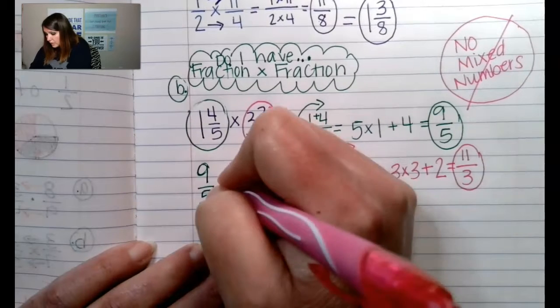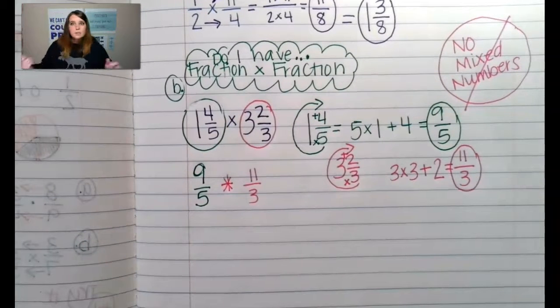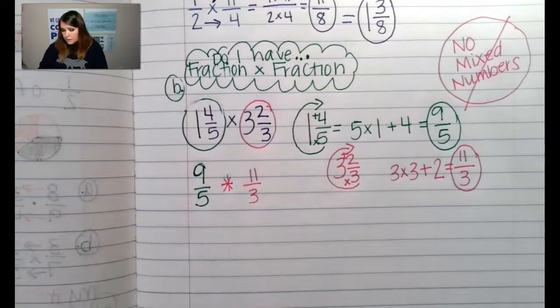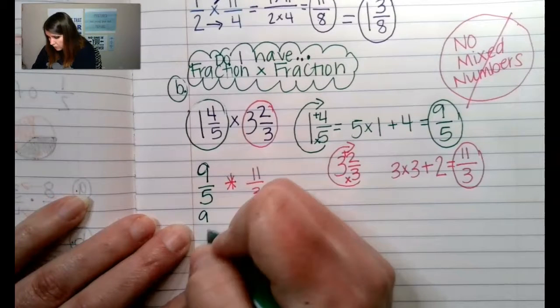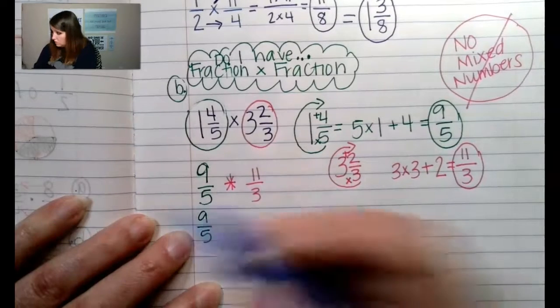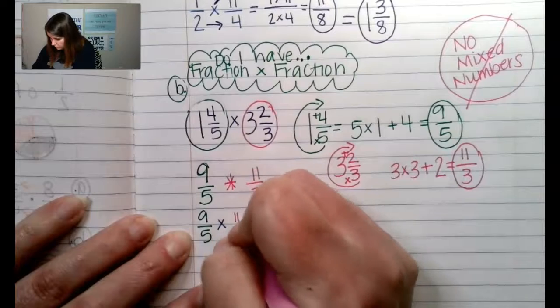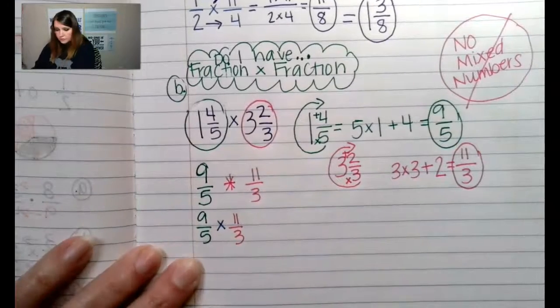Okay, oops, and this should have been multiplication. So we're just going to make a multiplication sign. That's another multiplication sign, right? Okay, so I'm going to rewrite that because that looks really confusing now. Because I made a weird multiplication sign. 9/5 times 11/3. There we go.